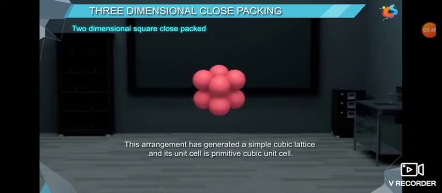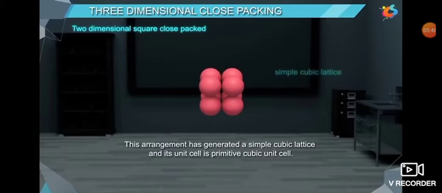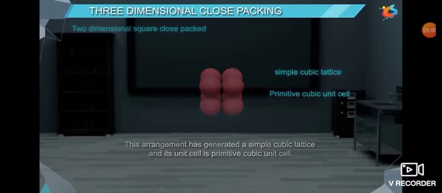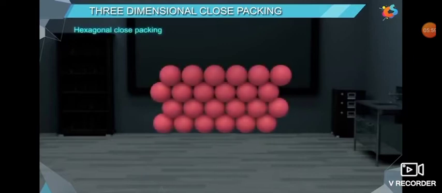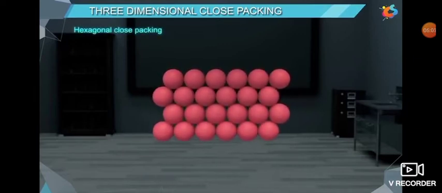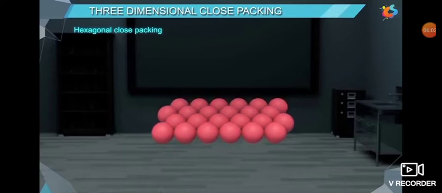So these are the points you have to remember for the simple cubic lattice, and its unit cell is the primitive cubic unit cell. Simple cubic also we can say, or primitive cubic unit cell also we can say. So next thing we are going to see is, from a hexagonal close packing, how we can make the three-dimensional arrangement.